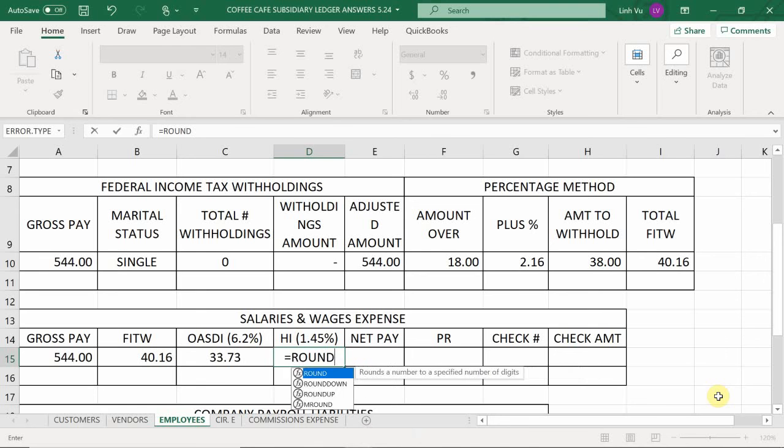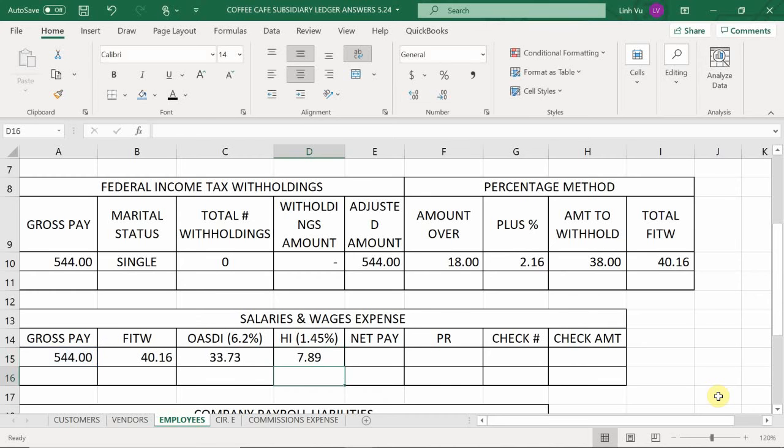How much Medicare is she going to be withholding? $7.89, because I think it's eight. Yeah, equal round, yeah. Okay.